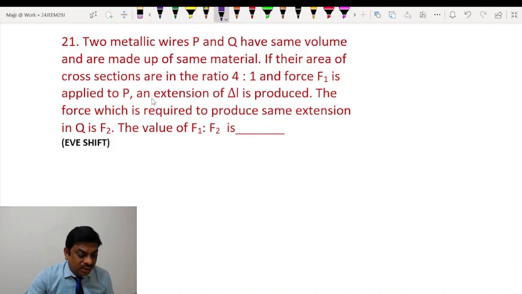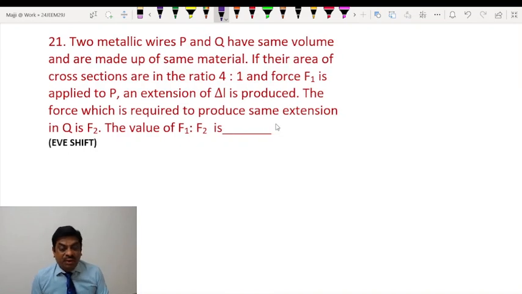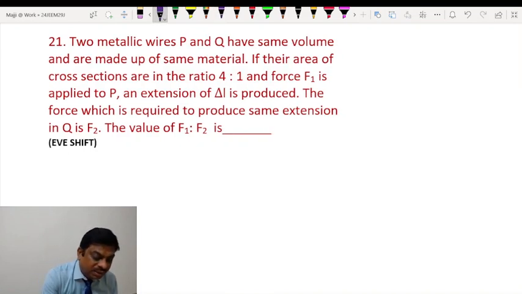Coming to question number 22: two metallic wires P and Q have the same volume and are made up of the same material. If their areas of cross section are in the ratio 4:1 and force F1 is applied to P and an extension of delta l is produced, the force which is required to produce the same extension in Q is asked. Again, students, just now we solved one of the questions. The same technique we have to apply here.